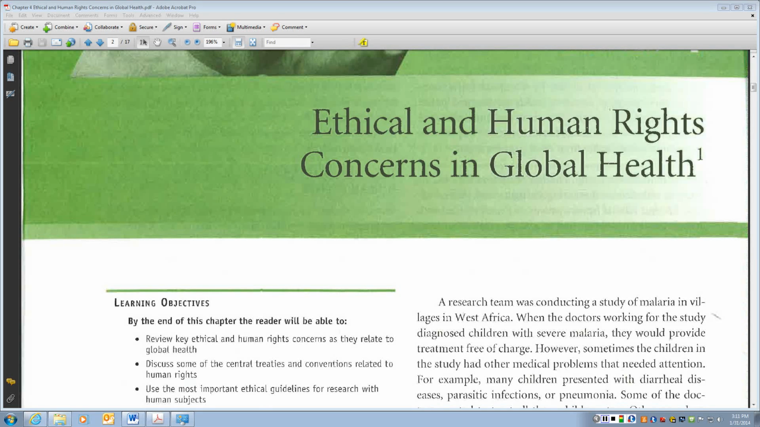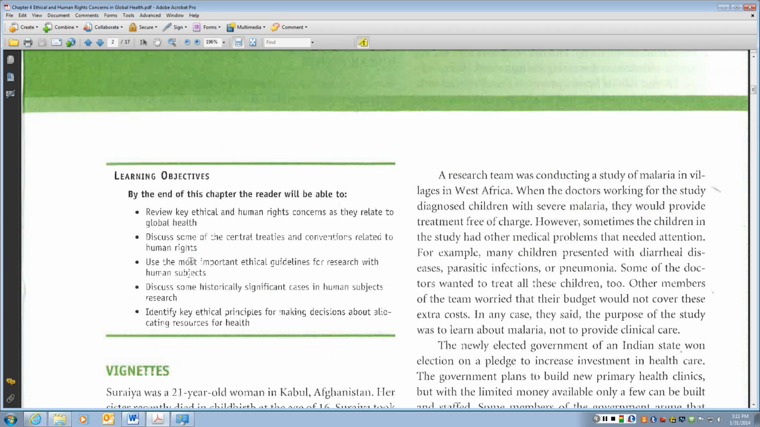Okay, let's get started with Chapter 4, Ethical and Human Rights Concerns in Global Health. As always, start with your learning objectives. And there's a couple of key themes here, the ethical and human rights concerns, and that's different views we're going to look at global health.